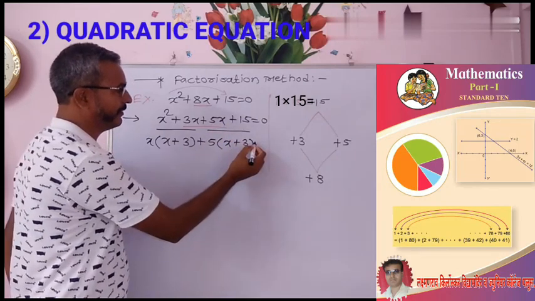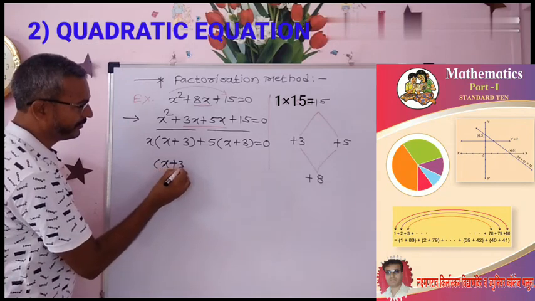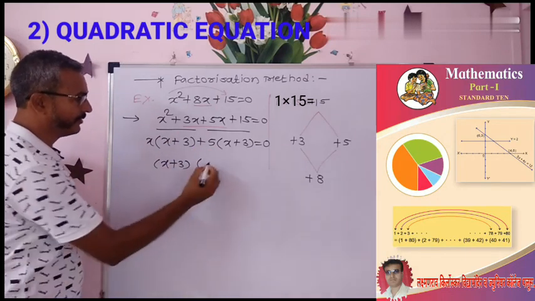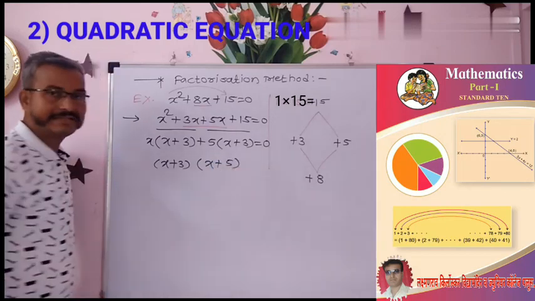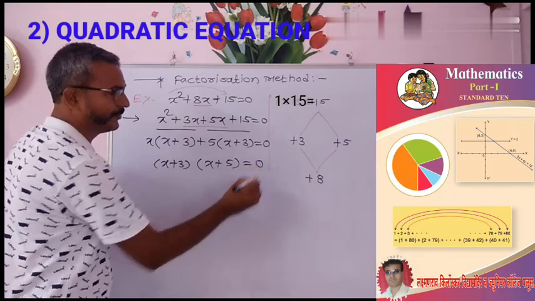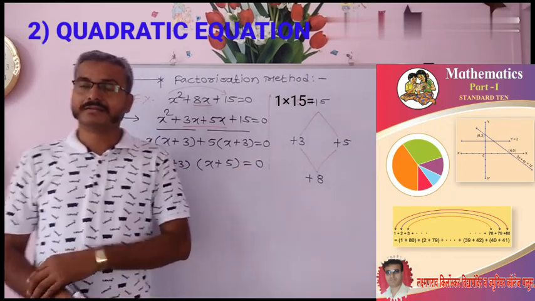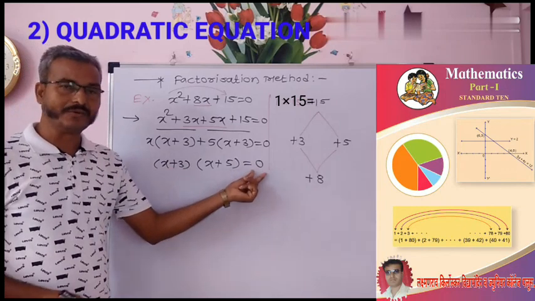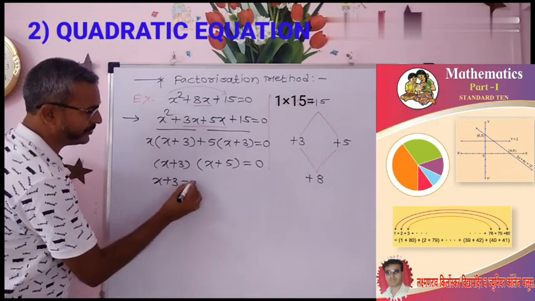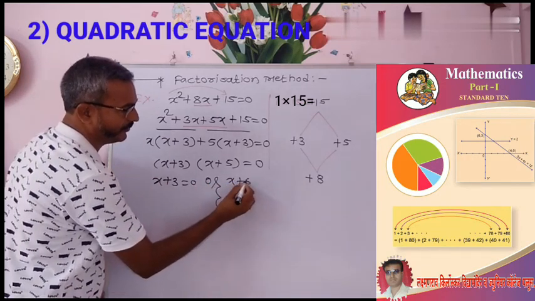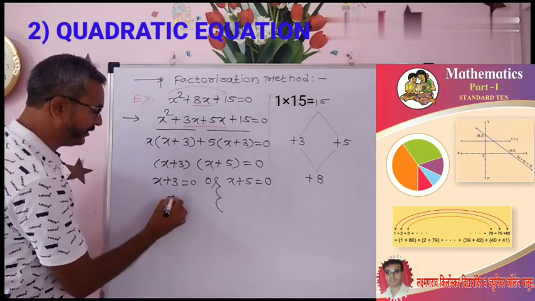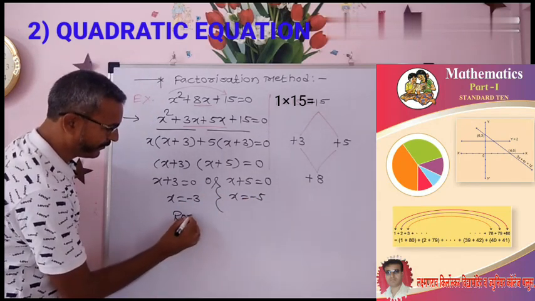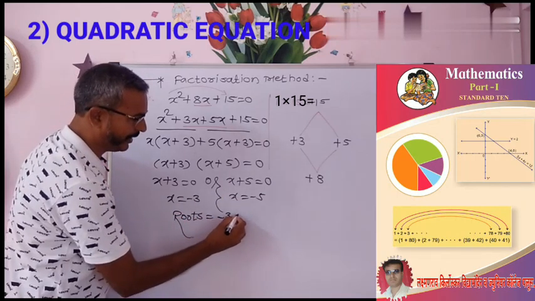So x plus 3 is one bracket, and taking the outer factor in another bracket, x plus 5 is the second factor of the quadratic equation, equal to 0. Now, by the third step of the factorization method, equate each factor with 0. Then x plus 3 is equal to 0 or x plus 5 is equal to 0. Hence we get the value of x equal to minus 3 and x equal to minus 5. That means we get the roots, minus 3 and minus 5.